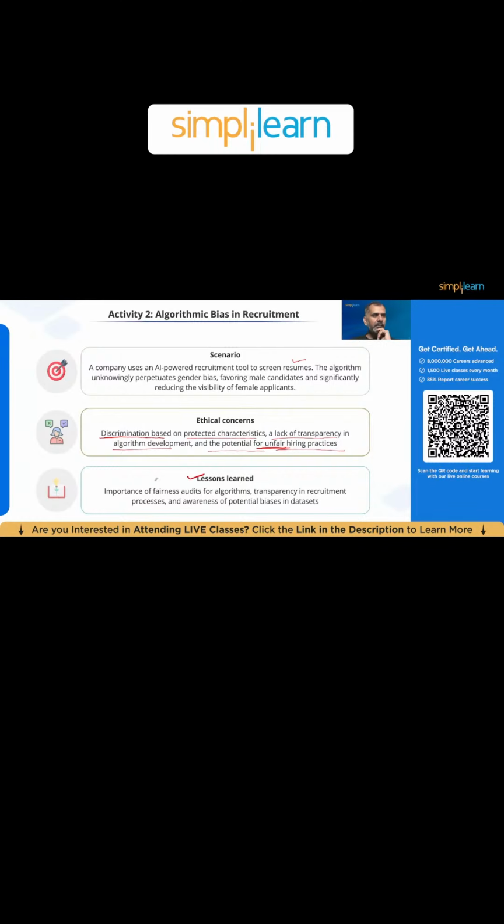Now, what is the lesson learned? It is the importance of fairness audits of algorithms, which should be very transparent in the recruitment process, and awareness of potential biases in the data. So you need to add some practices through which you can identify those biases, so that if the model is making such predictions, you will be able to get the true judgment after this, guys.